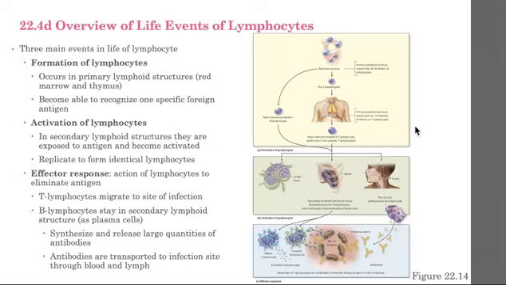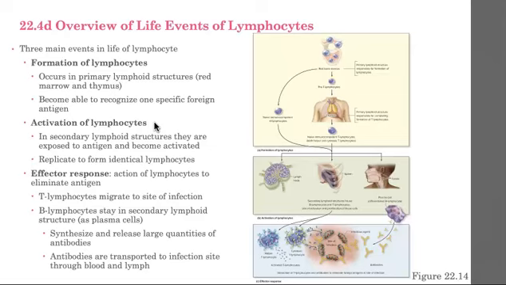Okay, and the last thing we are going to cover is an overview of life events of a lymphocyte. So we've got 3 main events. First is our formation of our lymphocytes. They're going to first be produced or originate within our bone marrow, which is a primary lymphoid structure, and then will travel depending on what type we have, right? So if we have a B lymphocyte, it stays in the red bone marrow so it can mature, and the T lymphocytes will travel over to the thymus in order to mature, and they'll be able to recognize any specific foreign antigens.